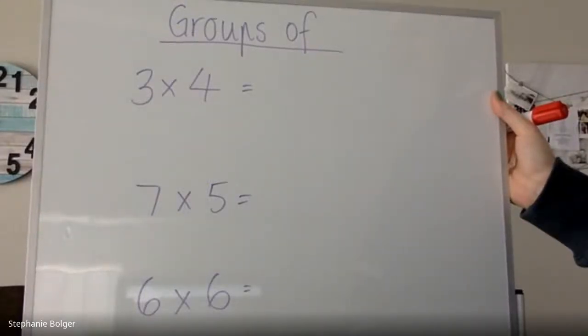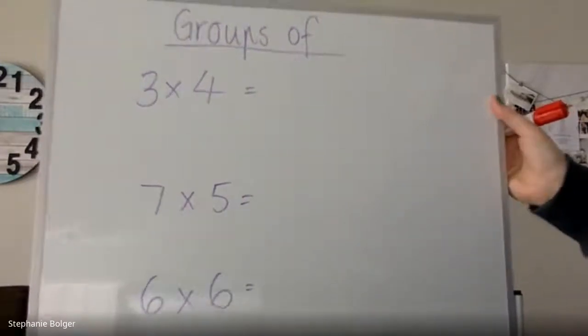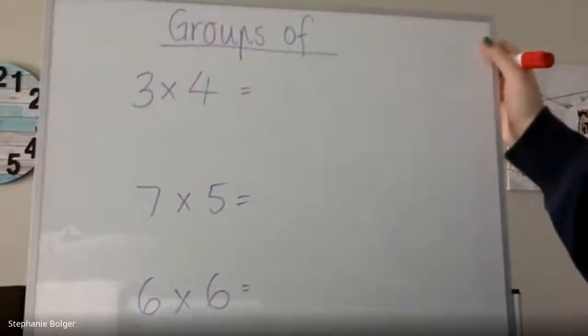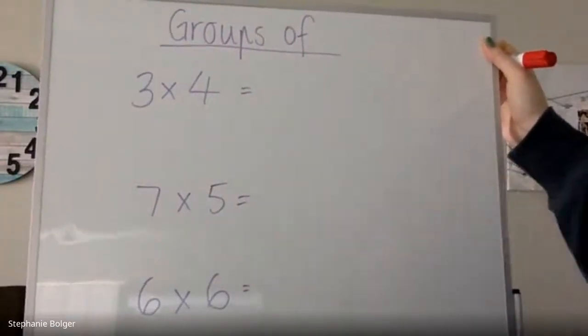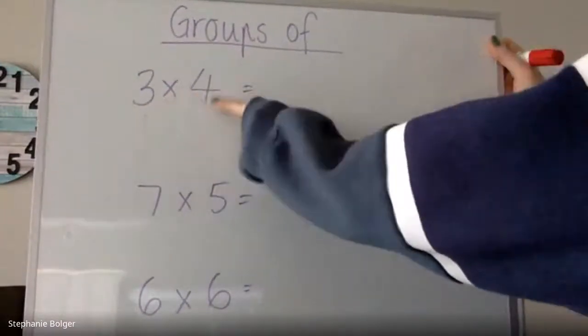Hi everyone, today I'm going to show you how to do the groups of strategy for multiplication. You can do this for any sum that you come across. We've got 3 times 4.